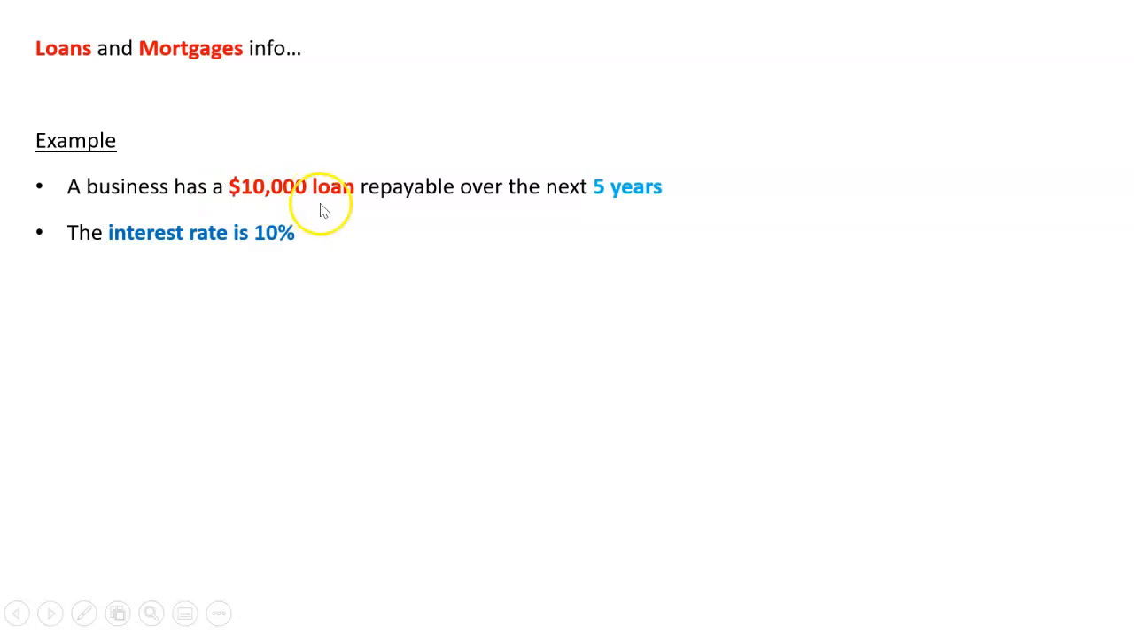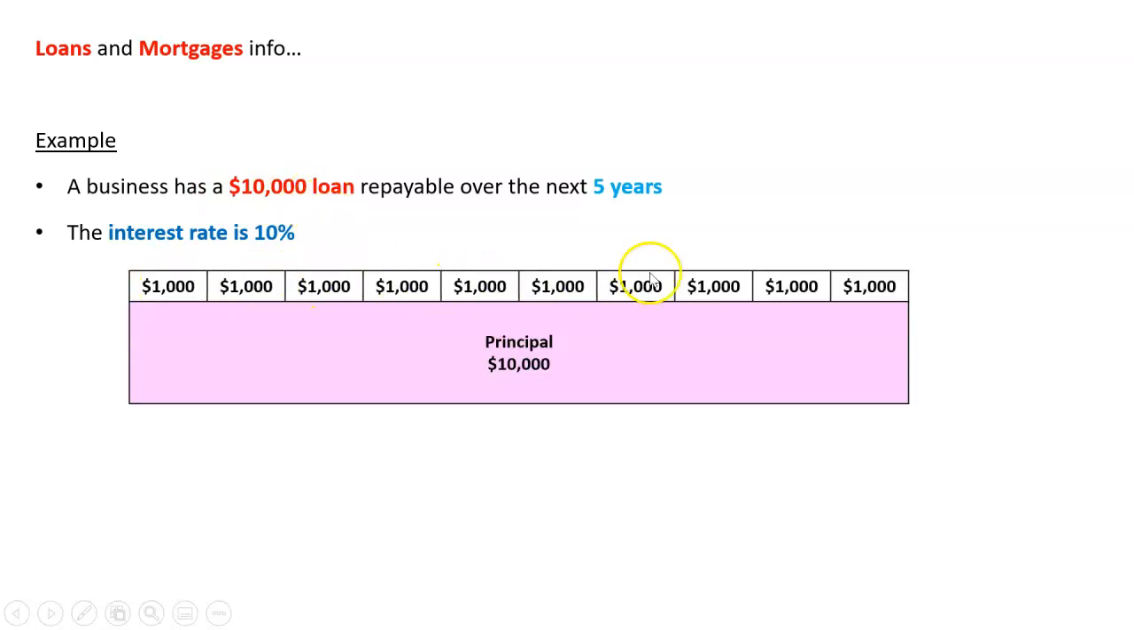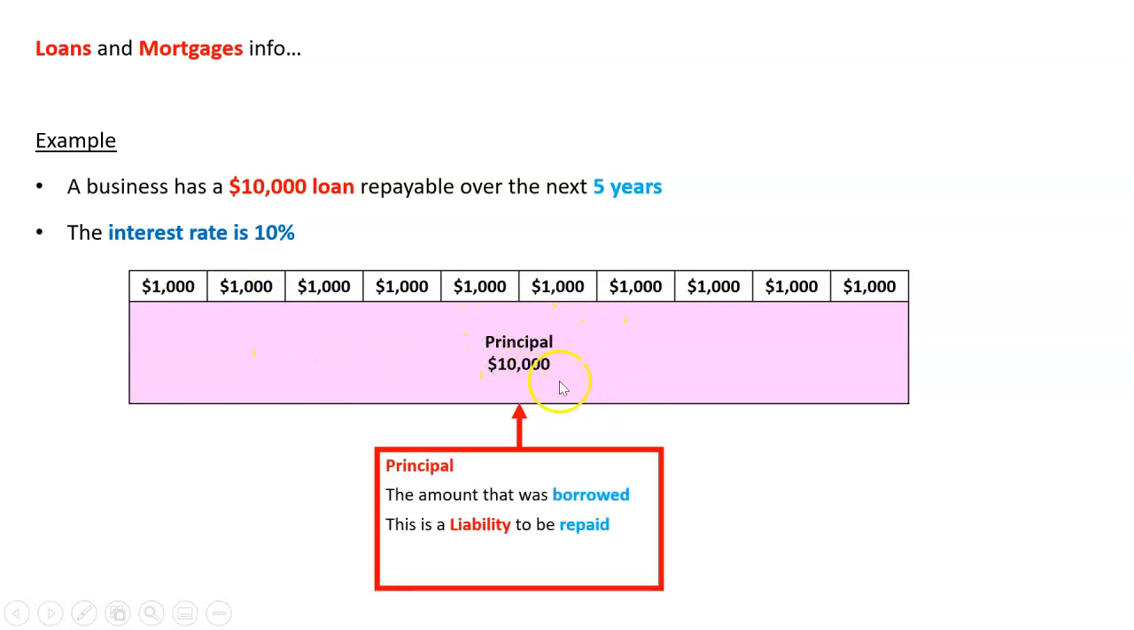So let's take the $10,000 loan. We've got ten $1,000 blocks here. That is called the principal. That is the actual amount borrowed that we have to repay, and that is the liability, the $10,000 that we borrowed.